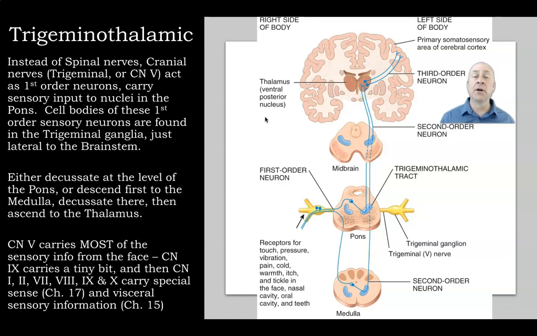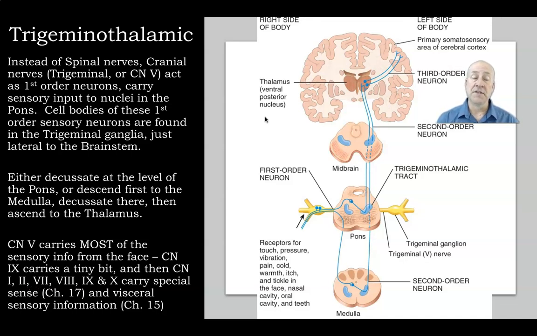From the face, trigeminal thalamic. And it's going to be carrying everything, happy and careful. So light touch, pressure, itch, temperature, pain, all from the face is going into the trigeminal thalamic pathway. Remember, the trigeminal is cranial nerve number 5, the big daddy. It carries sensory and motor out.